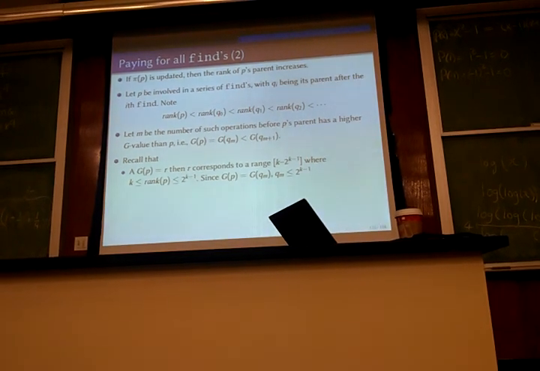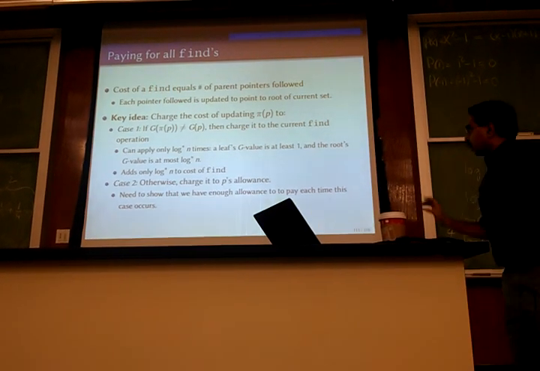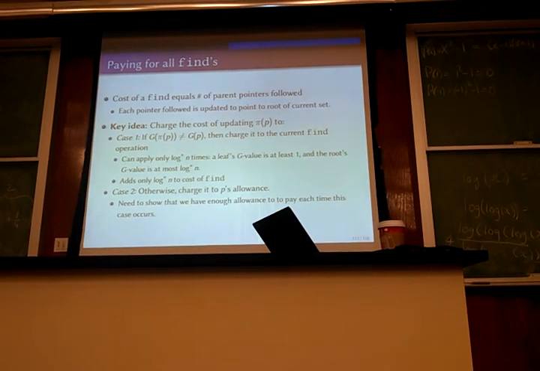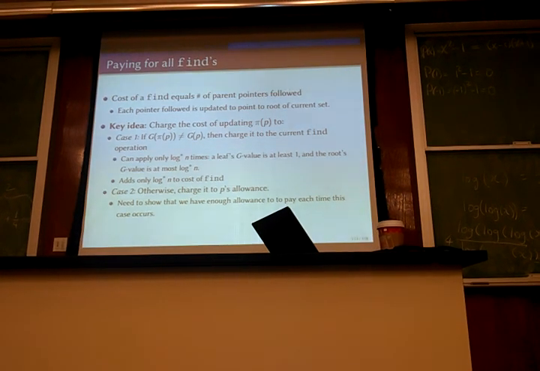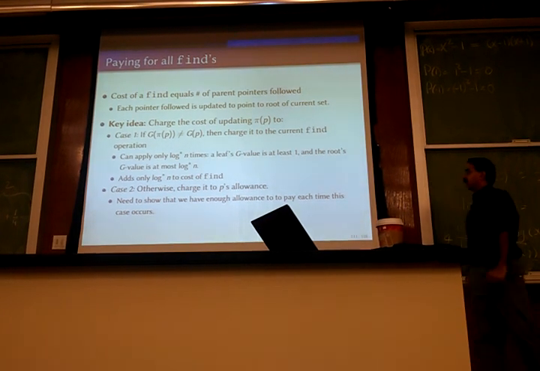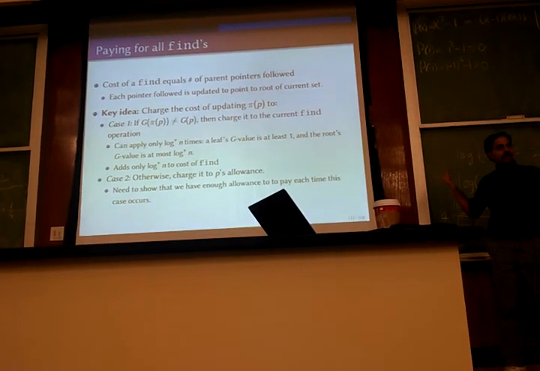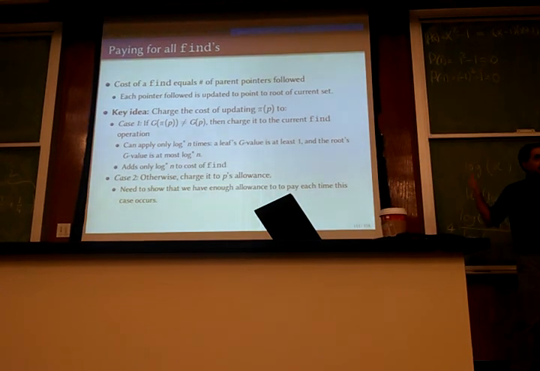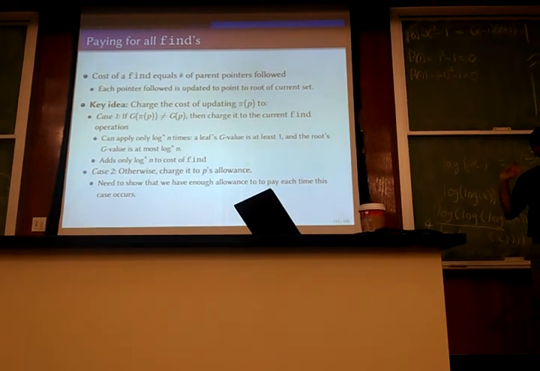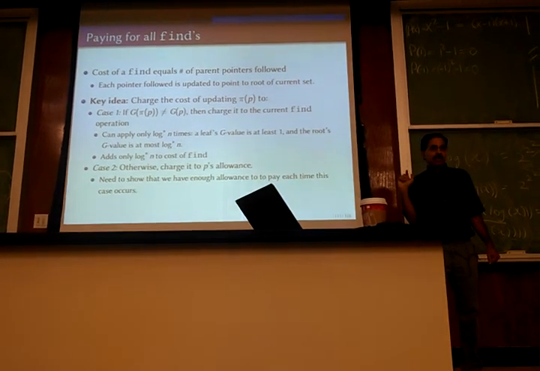Okay? So as a result, what we are able to show is that in case 2, the cost of find has been paid from the allowance, and we already said the allowance is a total of n log star n, right? In case 1, the cost is charged to find itself, but we said that the number of parent pointers you can follow in this way is limited. There are only log star n number of these things, therefore the number of times you can use case 1 is log star n.